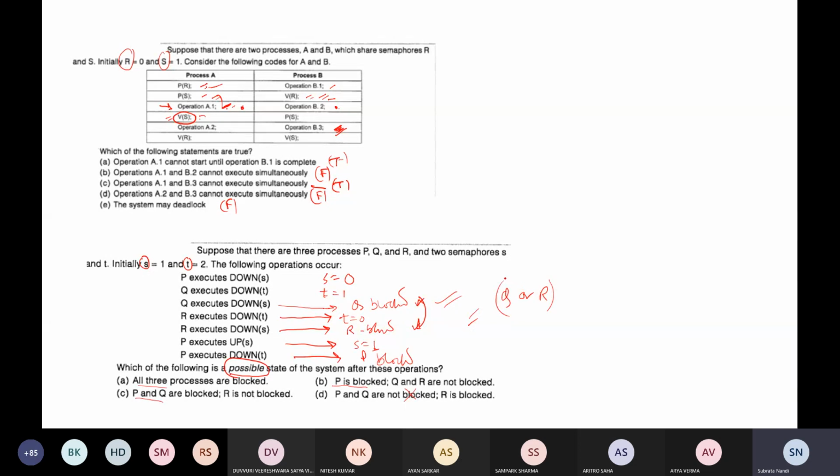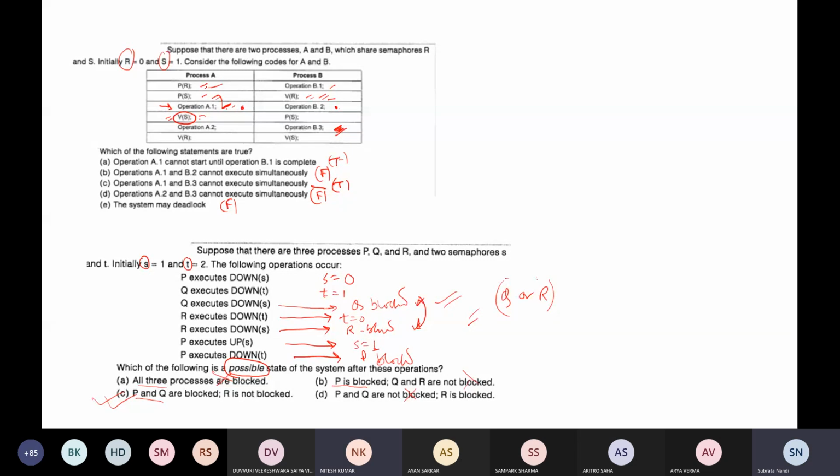But either Q or R will be blocked along with P. So which option will now be true? One option simply says that Q and R are not blocked. This will be false, because one of the two must be blocked. And it is also true that all three processes cannot be blocked, because one of the two will be unblocked, so this also is false. So which one is left now? This C possibility is left.